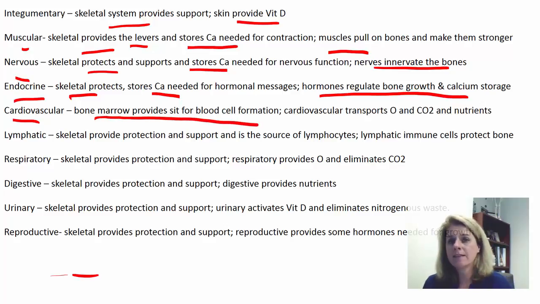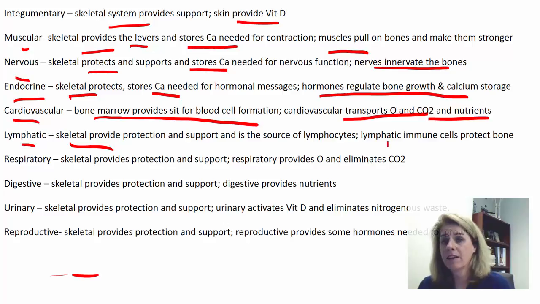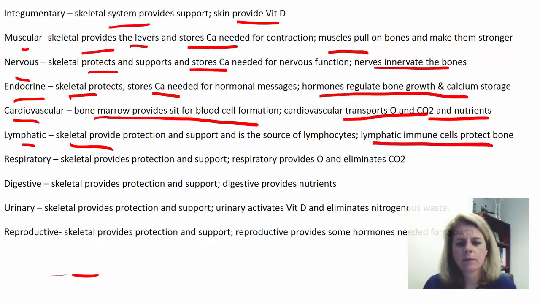The cardiovascular system: the bone marrow is where blood cells are made. So bone marrow inside of bone provides the blood cells that your heart needs to pump throughout your body. The cardiovascular system is going to bring oxygen, take away carbon dioxide, and bring nutrients to the bone. The lymphatic system, the skeleton is going to protect and support the lymphatics. The lymphatics have cells called lymphocytes, and they're part of your immune system, and they help protect the bone from pathogens or disease.